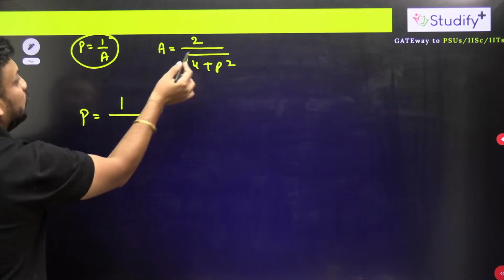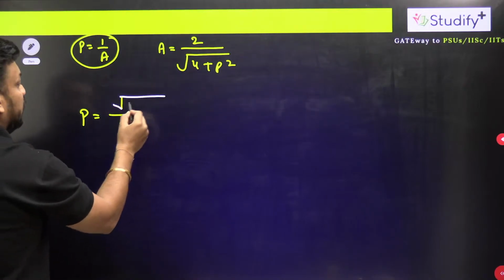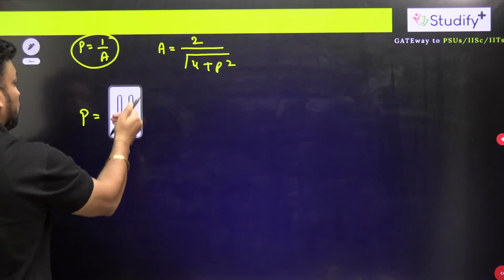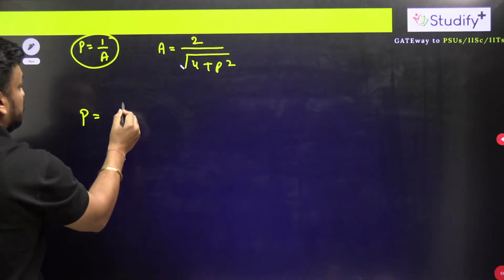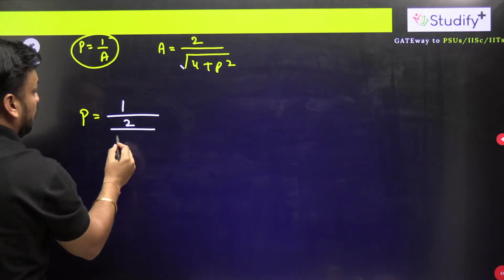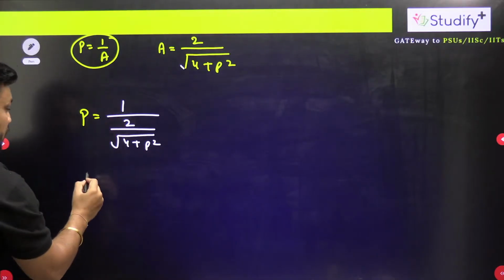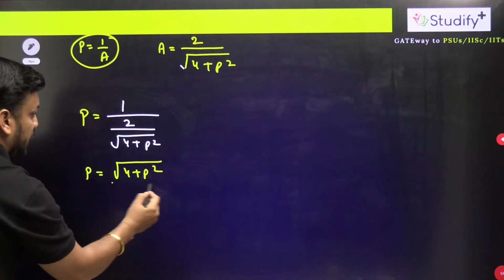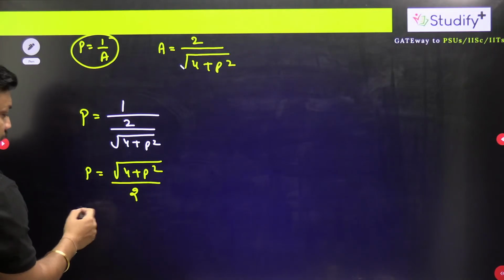What is the value of 1 by A? It is 2 upon under root of 4 plus p square, so that goes to the numerator. So 1 by A means under root of 4 plus p square upon 2. Now simplify this, so ultimately it should be in the numerator: under root of 4 plus p square upon 2. Is this clear or not? Clear, sir. Now student, cross multiply and square both sides.